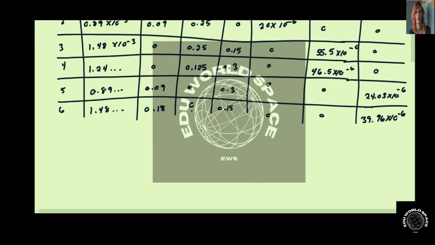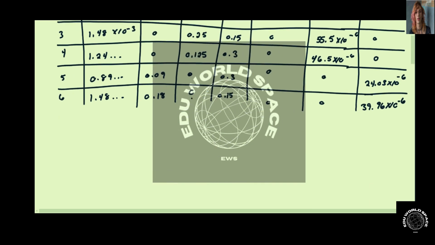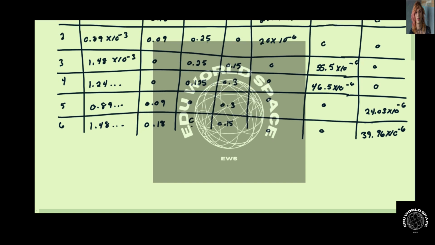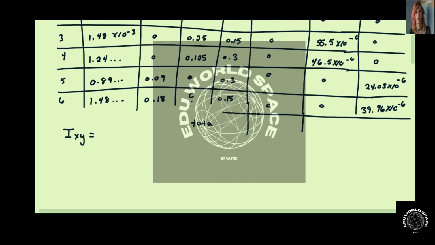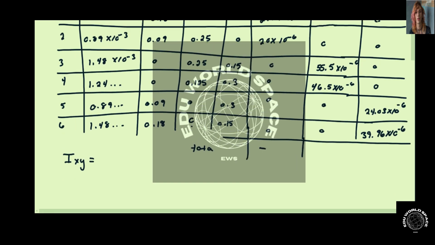Okay, and so from this, for your Ixy, what we're doing is just adding these together. So we have this total, and this total here is going to be your Ixy, your Iyz, and your Izx.